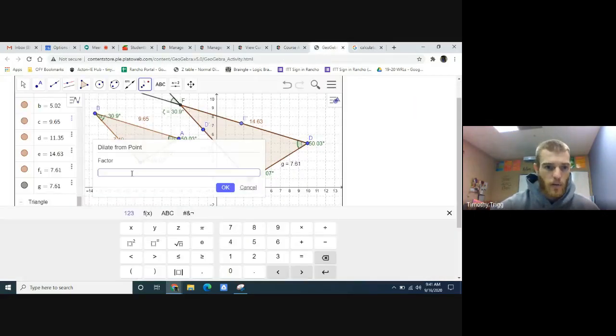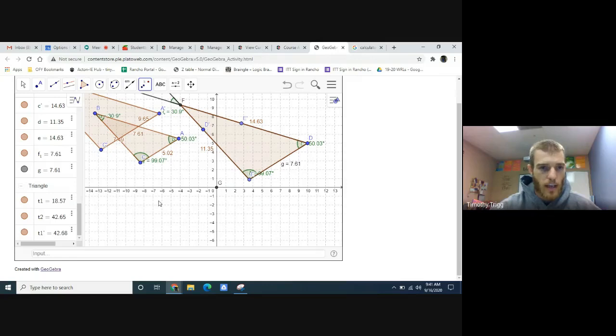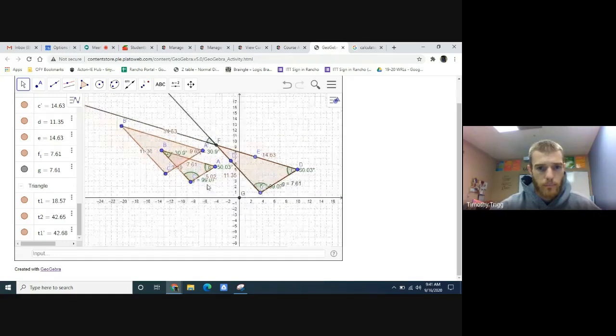Okay, whatever your value is. In my case, it's that. So I already copied it, so I'm going to paste it there. Just like that. All right, it's hard to see what's going on, so I'm going to go back to the arrow and just scroll out.